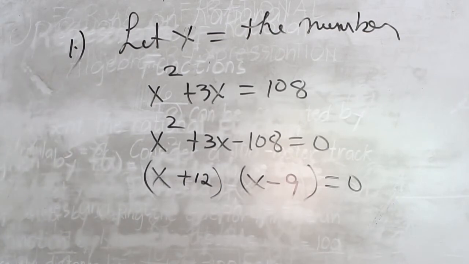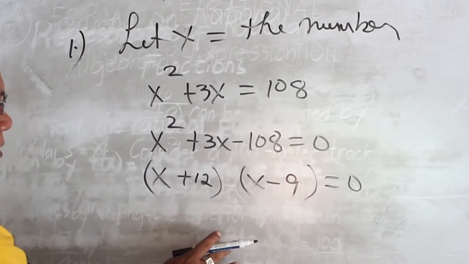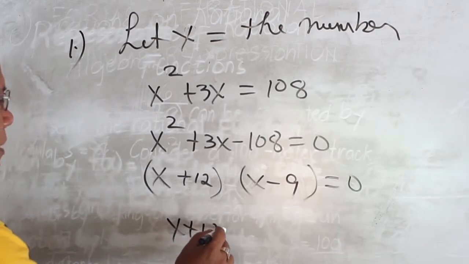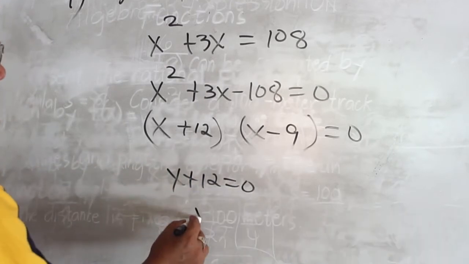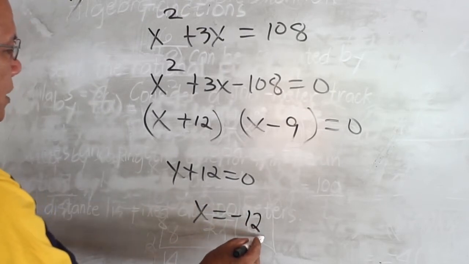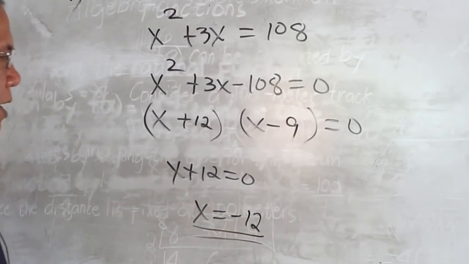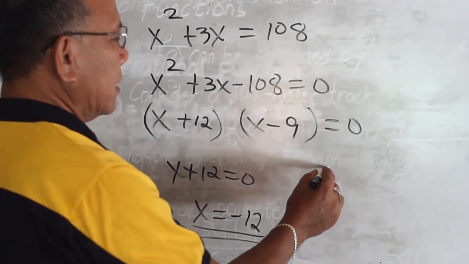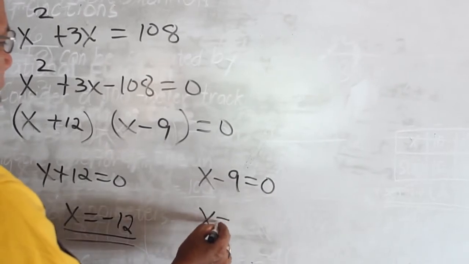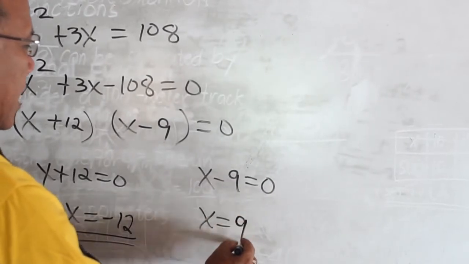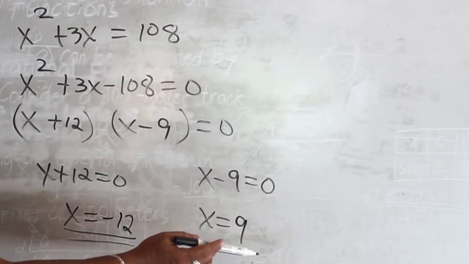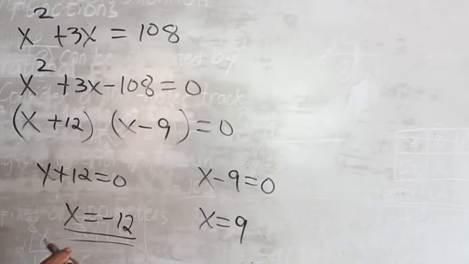Then equate the resulting factors to 0. So we have x plus 12 equals 0, then x is equal to negative 12. This is the first root. Then the second, x minus 9 equals 0, then x is equal to positive 9. Therefore, the two numbers are positive 9 and negative 12.